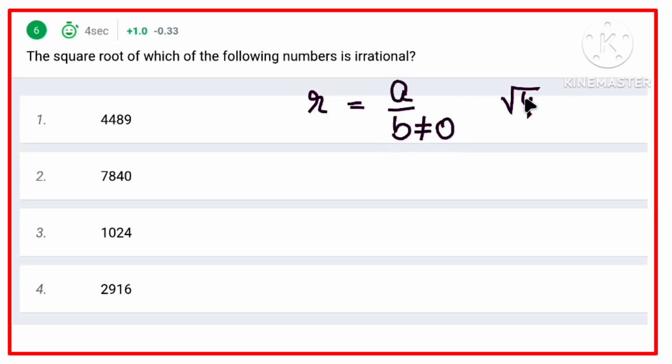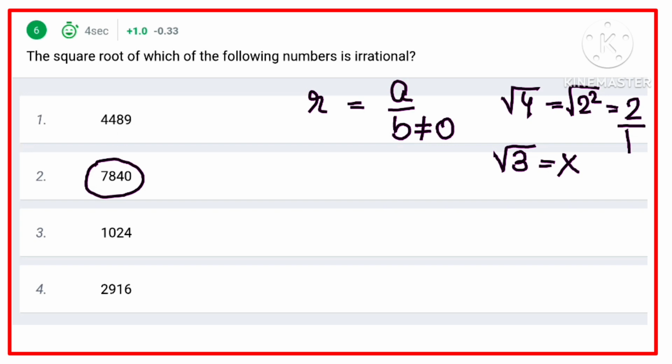If you take a number root over 4, then 2 square is 4, so you can easily take out from this root, you will get 2, and this 2 is rational number because you can write this in the form 2 by 1 where 1 is not equal to 0. But if you take another number, that is root 3, this you cannot take outside the root. That means you cannot write the number in the form of a by b. So this is not going to be your rational number. And in the given 4 options, you can directly mark your answer as option number 2.